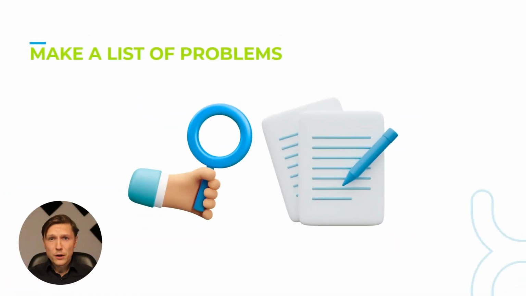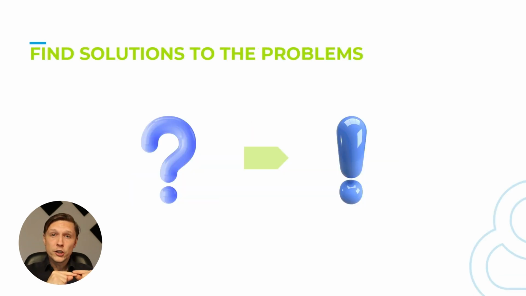So the easiest way to do that is think about your solution. Think about what problems could your future clients have and just brainstorm and make a list of problems. So you've made your brainstorming, you have a huge list of problems that your future clients could have before they even need your service. The next step is to find solutions to those problems. So to each problem, you write the ideal solution.